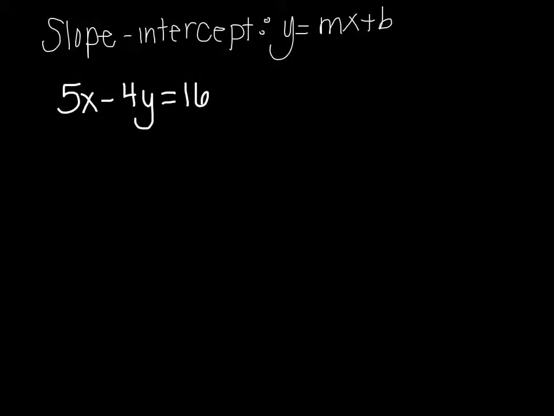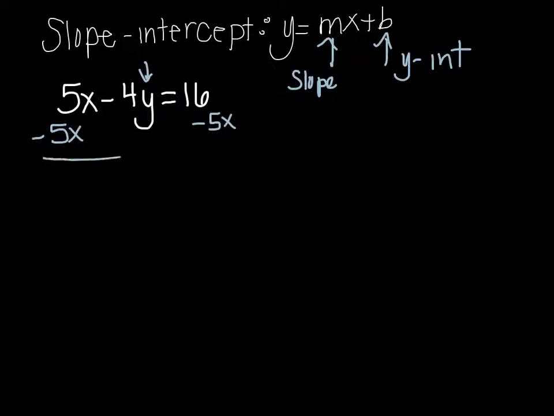If we want to graph equations, we want to put it into slope-intercept form, which is y equals mx plus b, where m is the slope and b is the y-intercept. So our goal is to solve for y. The first thing I'm going to do is move the x term over. So I'm going to subtract 5x to both sides of the equal sign.